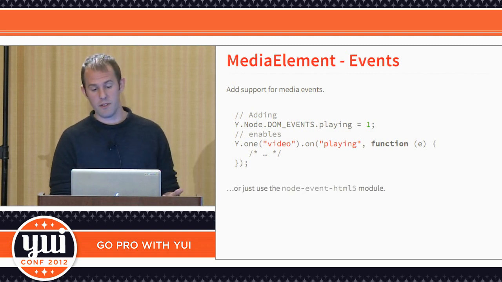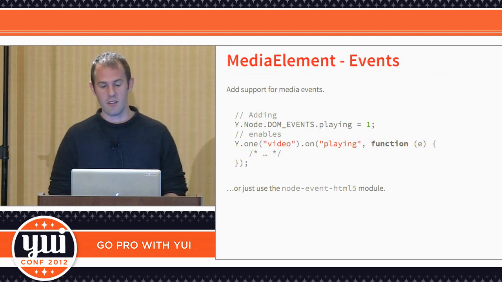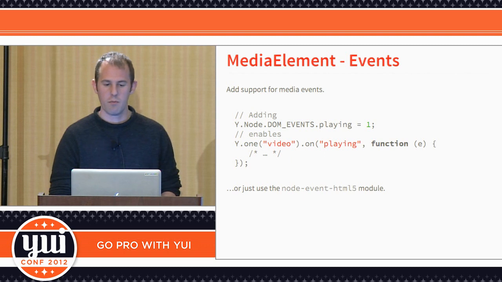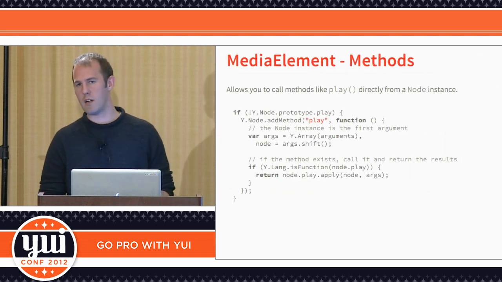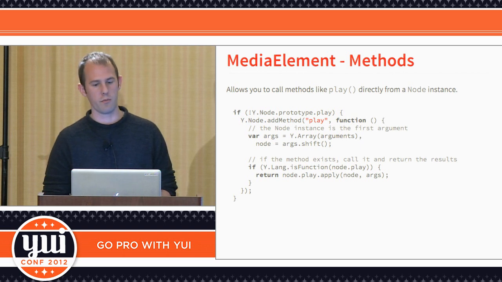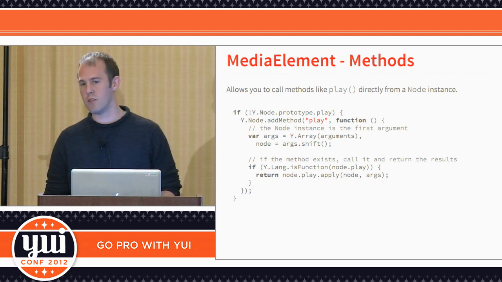And since we did this ourselves, we then later on saw YUI do the same thing in this node event HTML5 module. But there are other methods on media nodes that other nodes don't support, like play. And so this is an example of how to add a play method to the node instance.